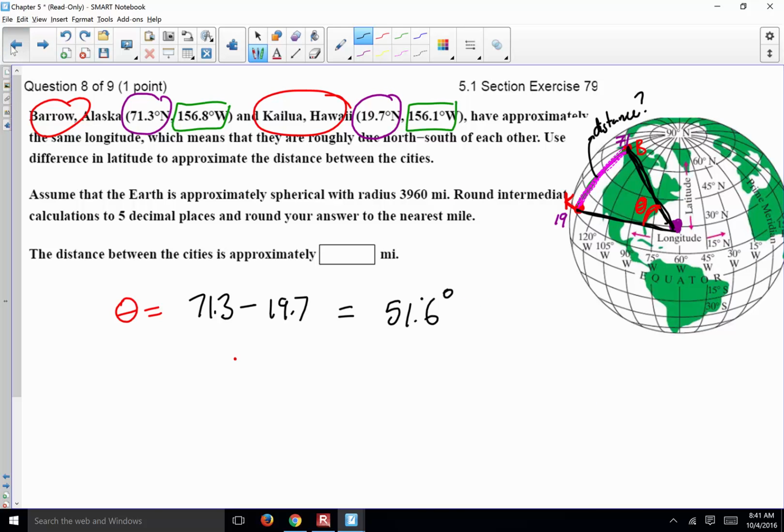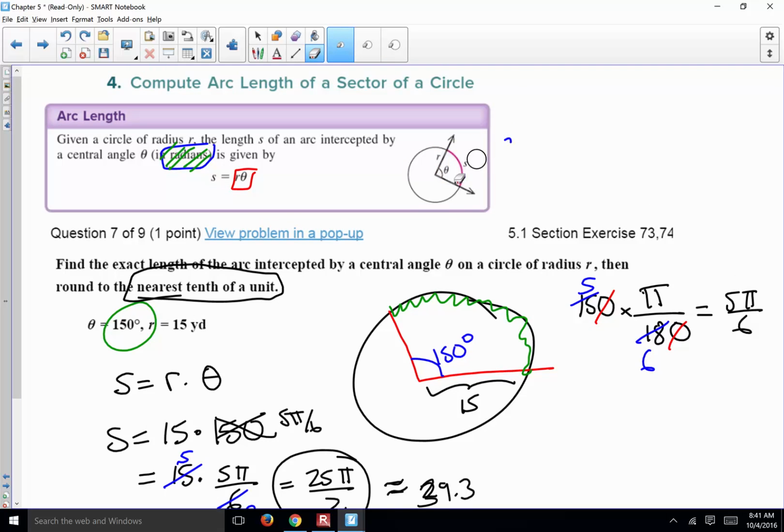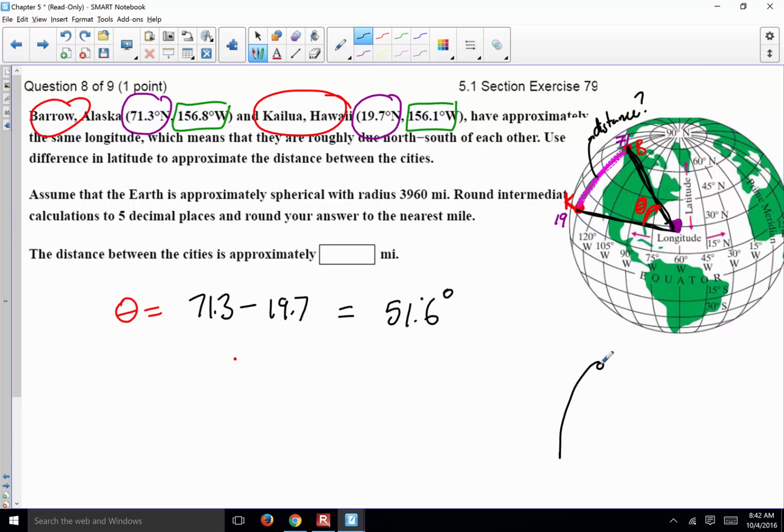Okay, now going back to this question. How do you find the distance between the two locations, Alaska and Hawaii, if this angle is 51.6? We know the degree, we just don't know the radius yet. So again, here is the picture. Two locations, the angle is 51.6. All I need is the radius, so I can get this S, because S is R times theta. How do I get the radius? Don't we all know the radius of the Earth?